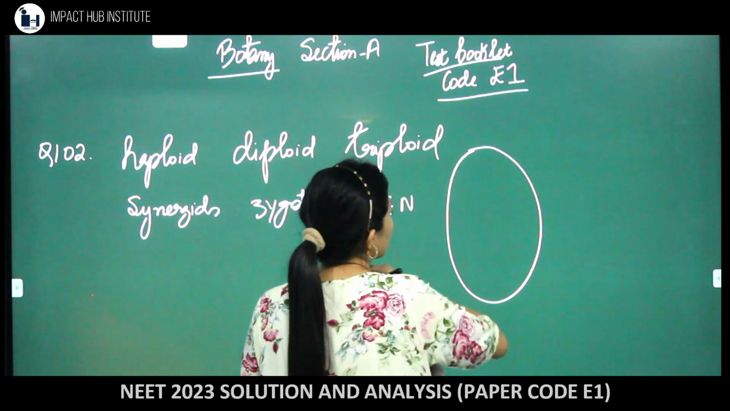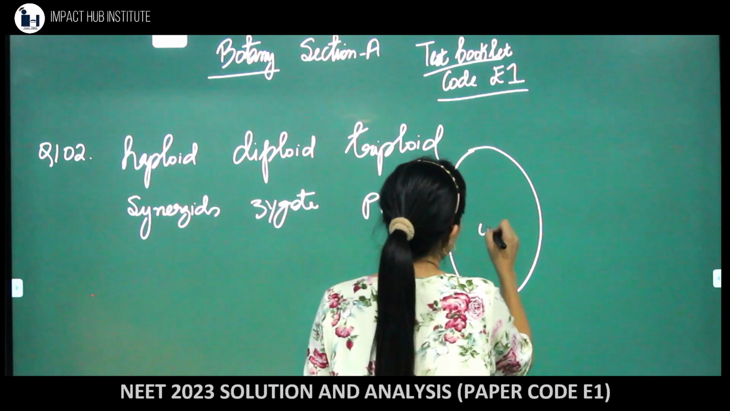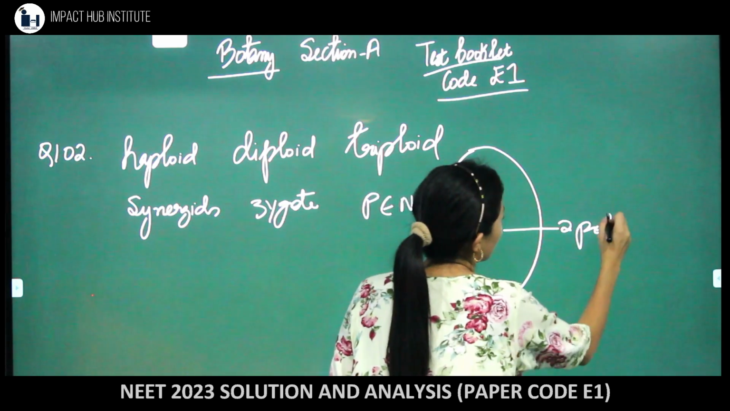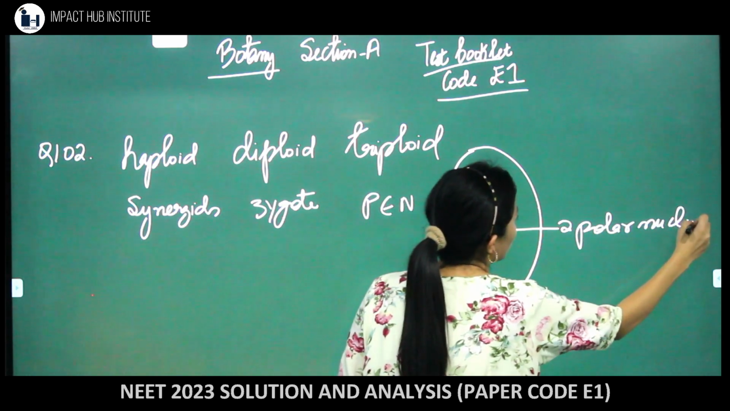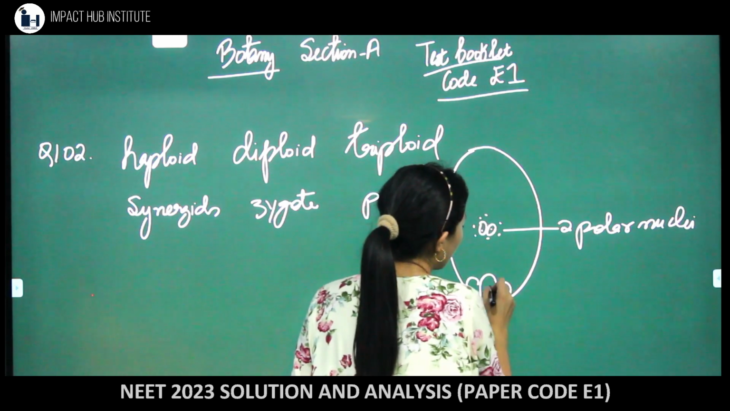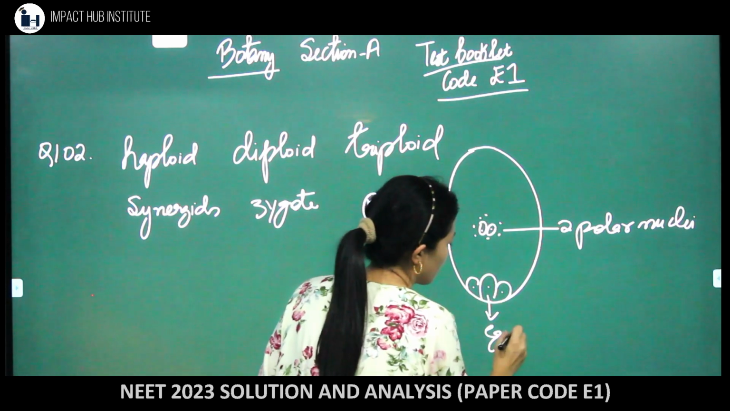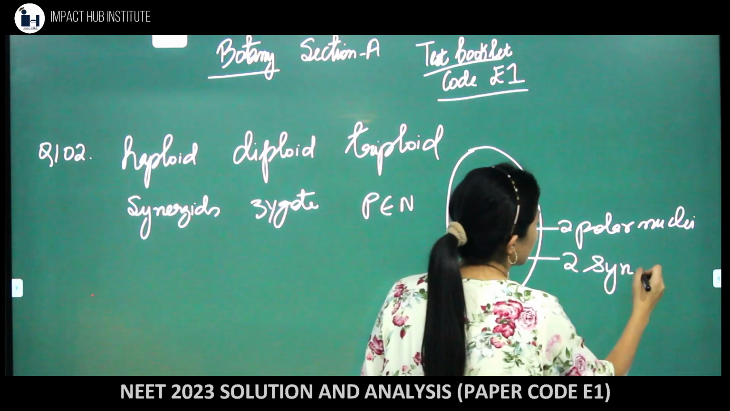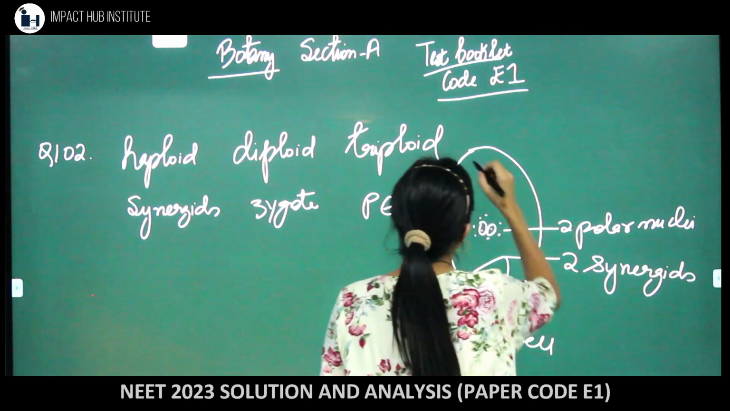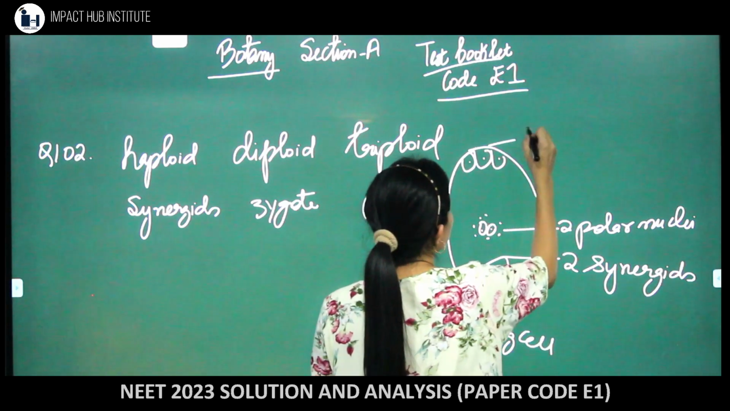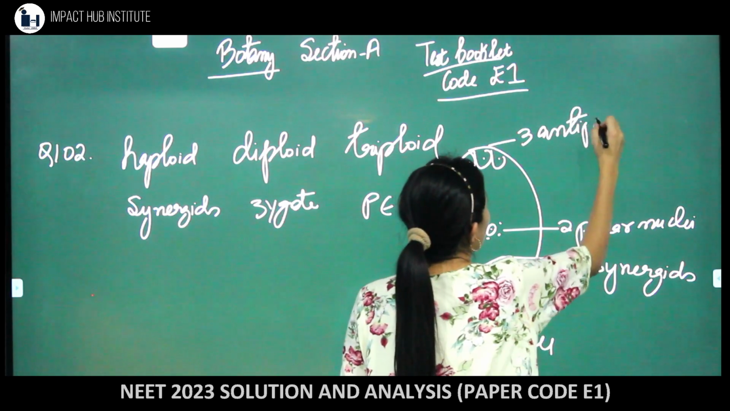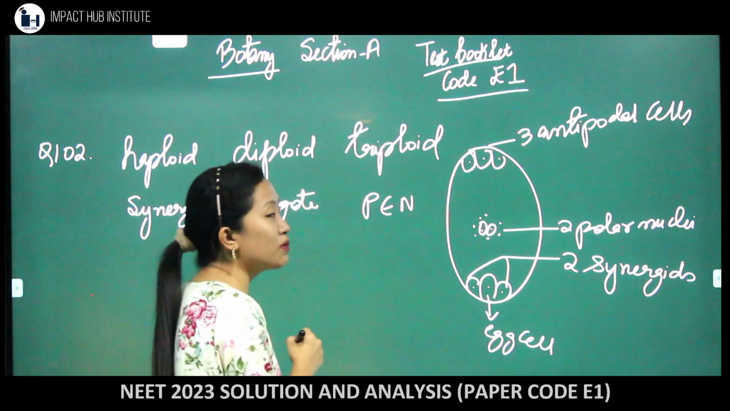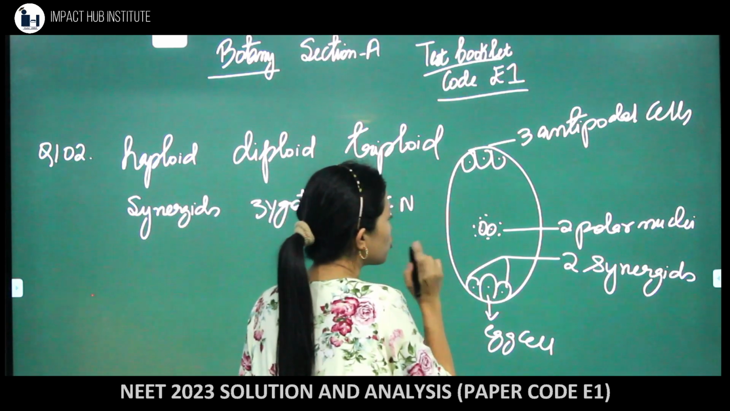So this is the embryo sac. The embryo sac has two polar nuclei, one egg cell, and it has two synergids. Then it also has three antipodal cells. Now, when double fertilization is about to start, there are two male gametes.